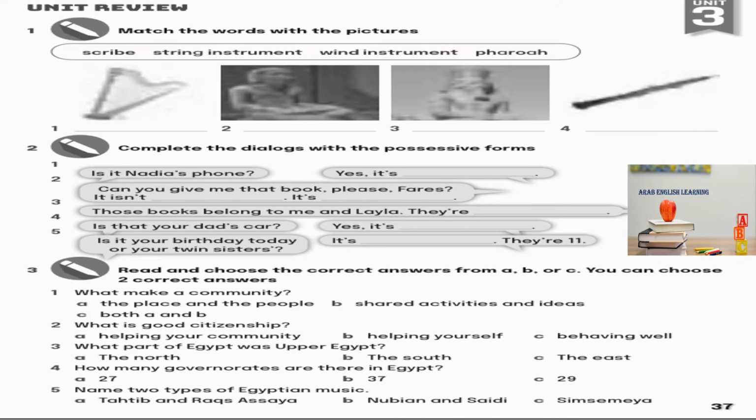Page 37, this is a unit review of the whole unit. 1. Match the words with the pictures. The first one is a string instrument, 2 scribe, 3 pharaoh, 4 wind instrument. Exercise 2. Complete the dialogues with the possessive forms. I need pronouns here. So number 1, is it Nadia's phone? Yes, it's hers. 2. Can you give me that book, please, Ferris? It isn't yours, it's mine. 3. Those books belong to me and Layla. They are ours. Because I have me here.